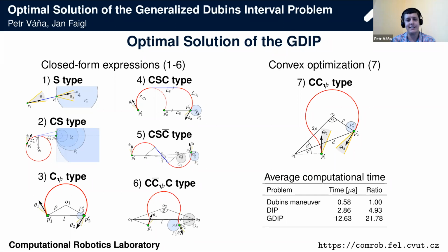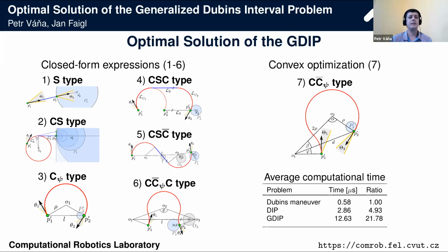But on the other hand, this convex optimization has only one free variable. So it converges in several iterations. So it's not a big deal. So after all, we are able to find the optimal solution for all these 7 cases. So it means we are able to find it for any generalized Dubins interval problem instance.